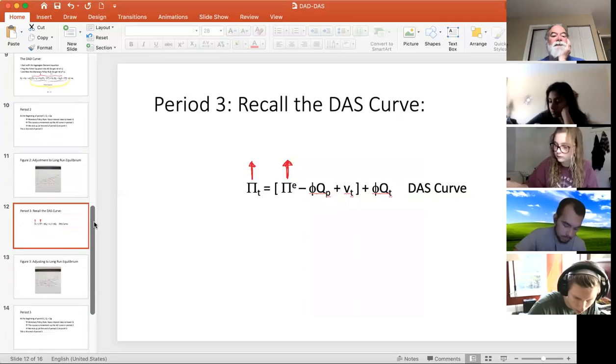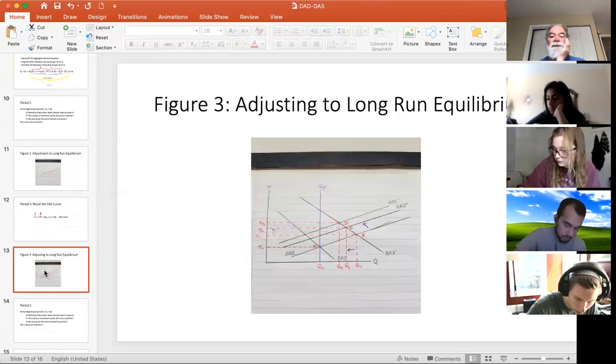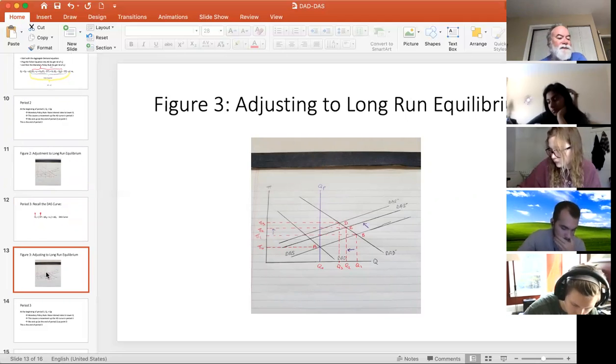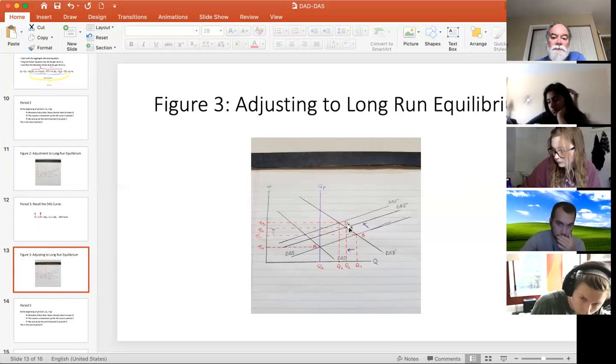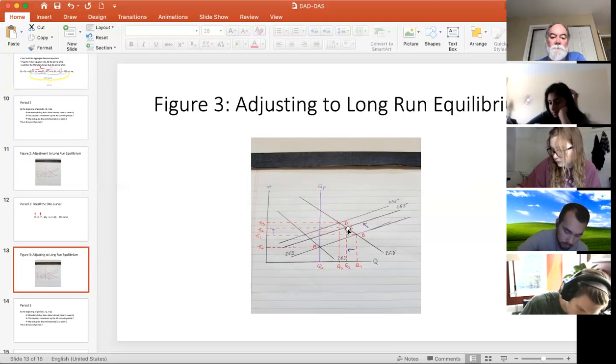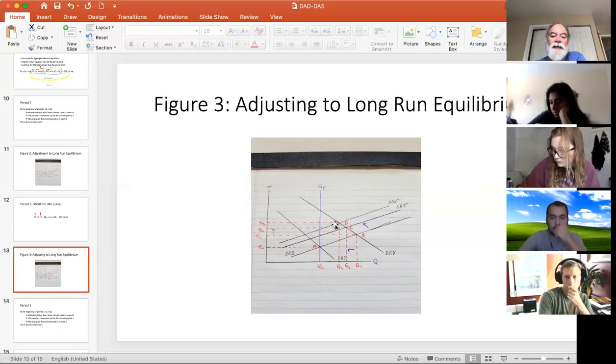And we can see that on the graph right here. The same action is going on as we move along the DAD curve. GDP is still above potential, so the Fed is still going to increase interest rates, and that's going to slow the economy down further. And we're going to end up at the end of the day, pun intended, at point D right here.